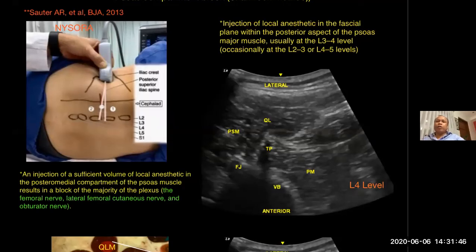And actually what you are trying to target here are the three nerves: the femoral nerve, whose pain sometimes goes up to the anterior part of the thigh. Then you have the lateral femoral cutaneous nerve, which is found at the lateral portion of the thigh as well. And then the obturator nerve, which is right at the medial side.